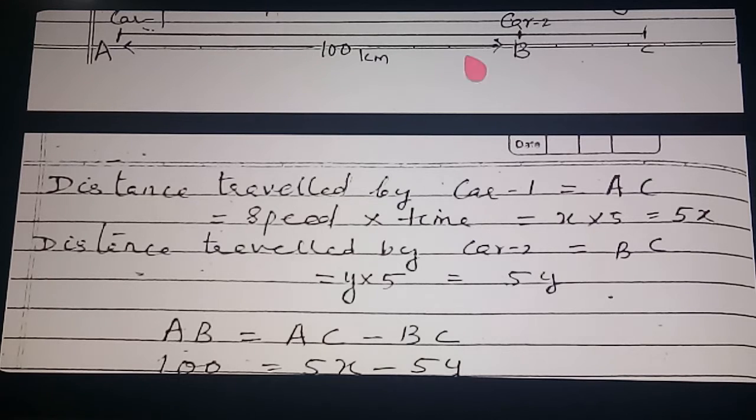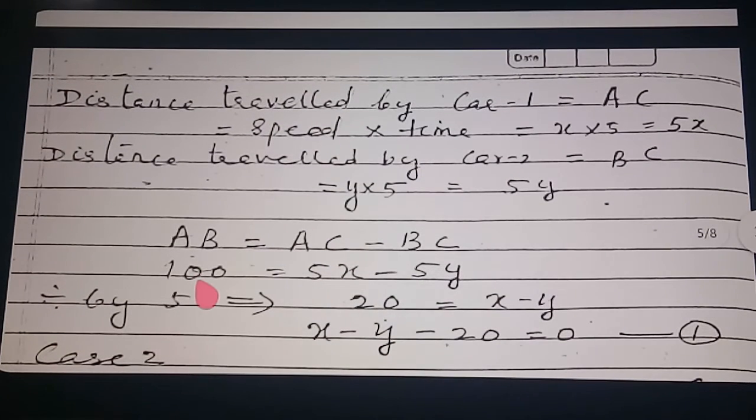So this AB you can split in terms of AC and BC. So what is AB? Total AB. This AB is equal to AC minus BC. Clear? So what's the value of AB? 100. And what's the value of AC? 5x. And what's the value of BC? 5y. So here what is common? 5 is common, no? Divide throughout.